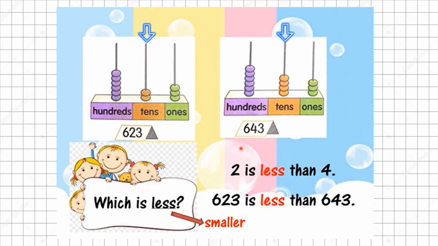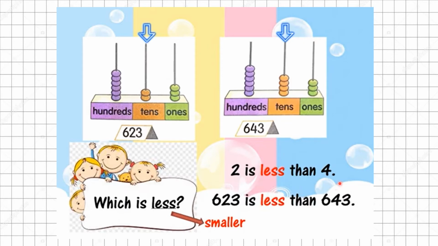623 with 643. Okay, now look at first counting frame, 100. Sama kan? 6. And this one also 6. 6 and 6 sama. So, kita tidak boleh compare. So, now we look at tens. Tens have 2. And this one, we have 4. So, 2 is less than 4.